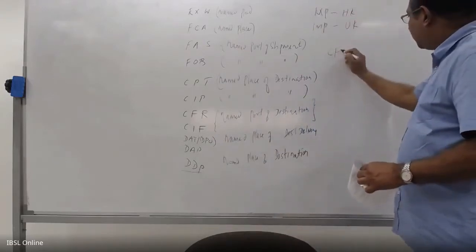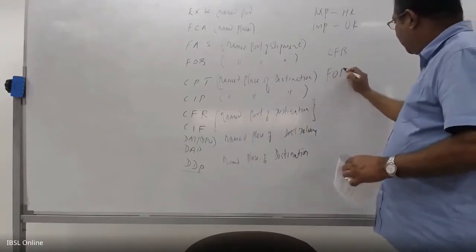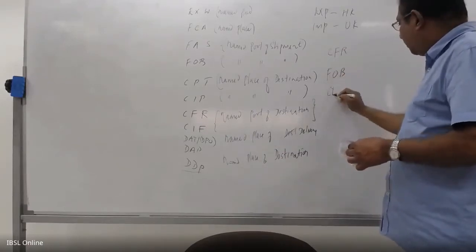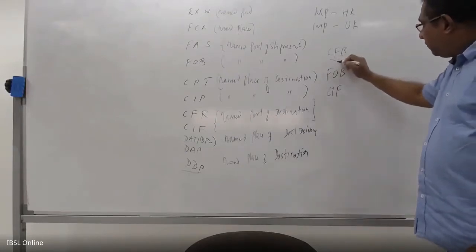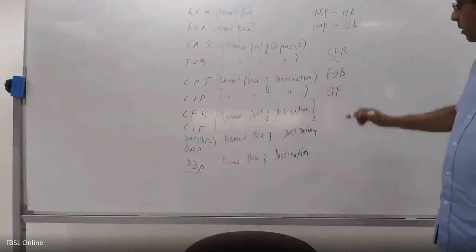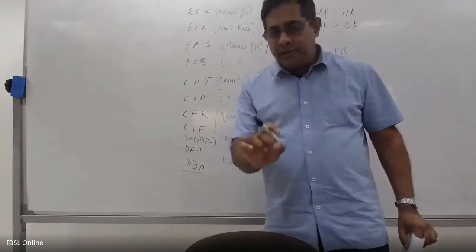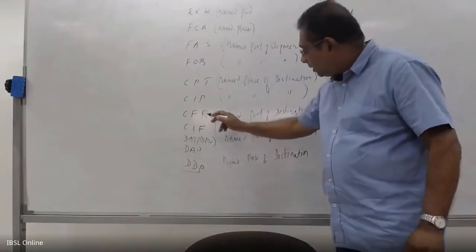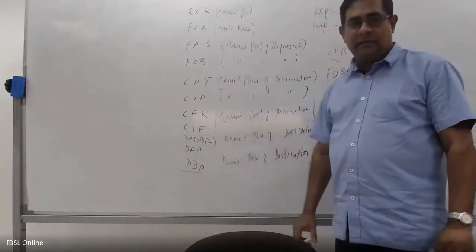Right. CFR, FOB, CIF. Right. If CFR has been used, you need to insert the name of the port of destination. Can you find that here? Either CFR or CIF, you have to put the name of the port of destination.